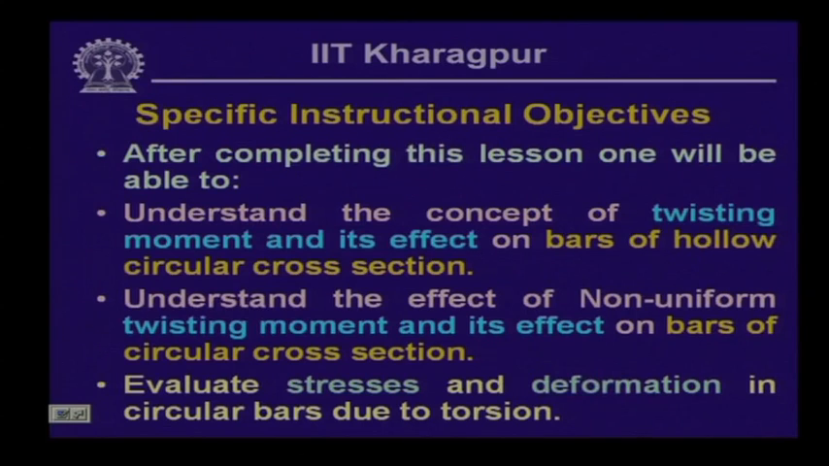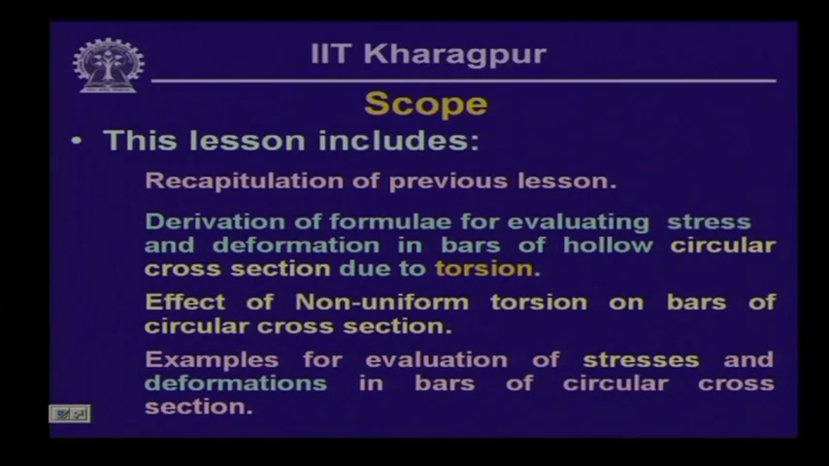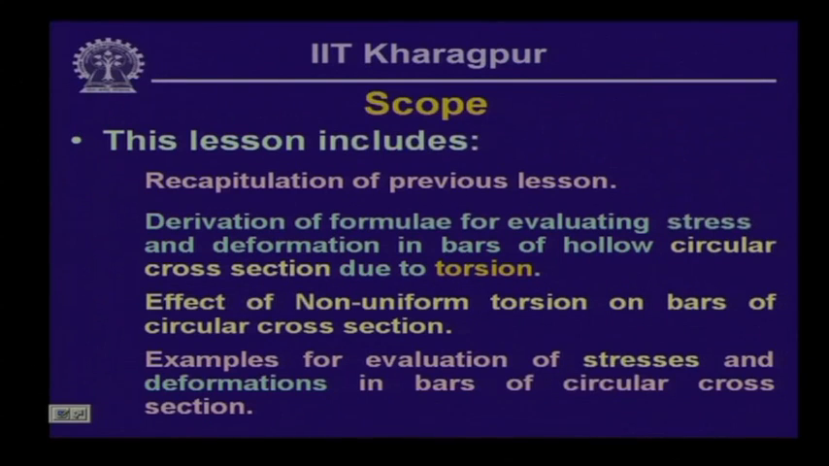Hence, the scope of this particular lesson includes, well, we will be looking into the aspects of the previous lesson as we have discussed, and that will be done through answering the questions which I have posed, and also we will be deriving the formulae for evaluating stress and deformation in bars of hollow circular cross section. Then we will be looking into the effect of non-uniform torsion on bars of circular cross section, and then we will be looking into the examples for evaluation of stresses and deformation in bars of circular cross sections of varying type.